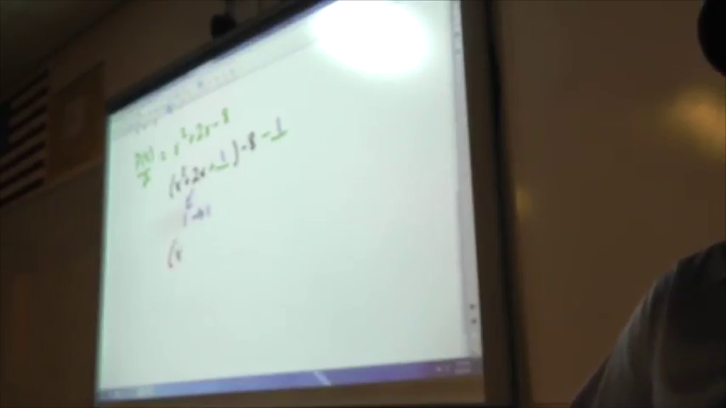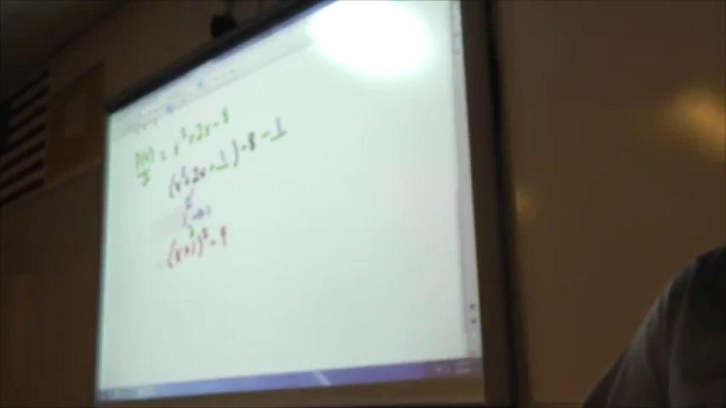So this becomes x plus, here's the magic. You see it? Right there. Squared minus 9 is equal to p of x over 2. Now what is p of x equal to? How do I solve for p of x? Multiply everything by 2, right?